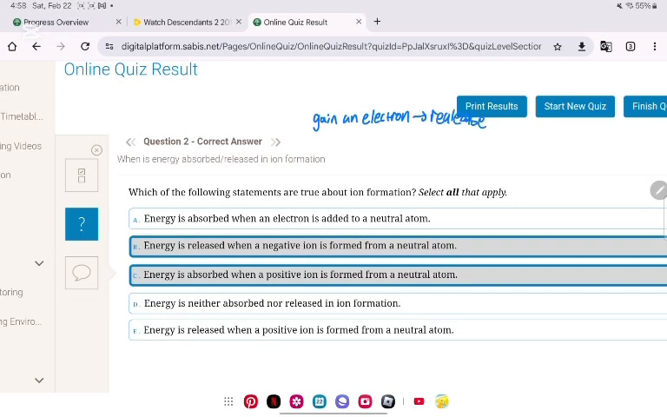But when you lose an electron, you're becoming positive because you're removing the negative ions. So when you lose an electron, you're absorbing energy. Okay? So let's read. So we said when you gain an electron, which is negative, so you're forming here, energy is released. That's true. And when a positive ion is formed, which means a proton is formed, so you basically lost an electron, you're absorbing. So to be honest, memorize it.